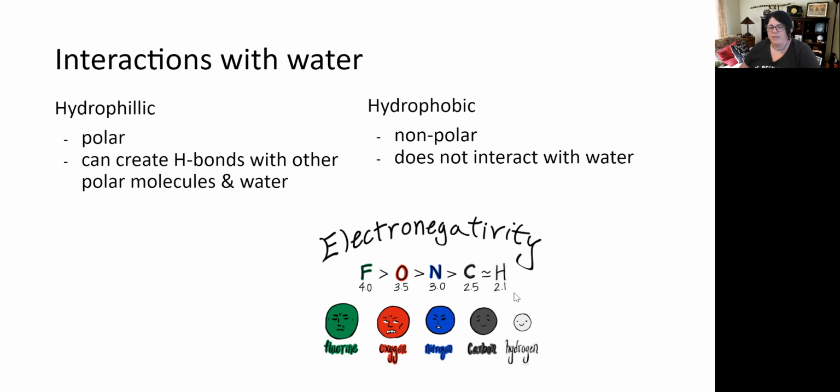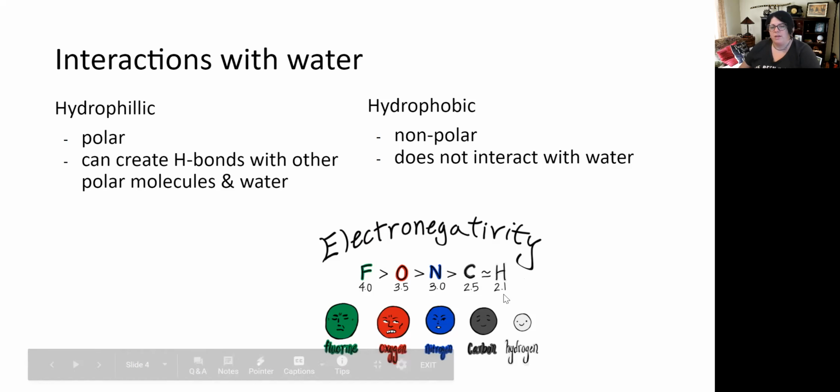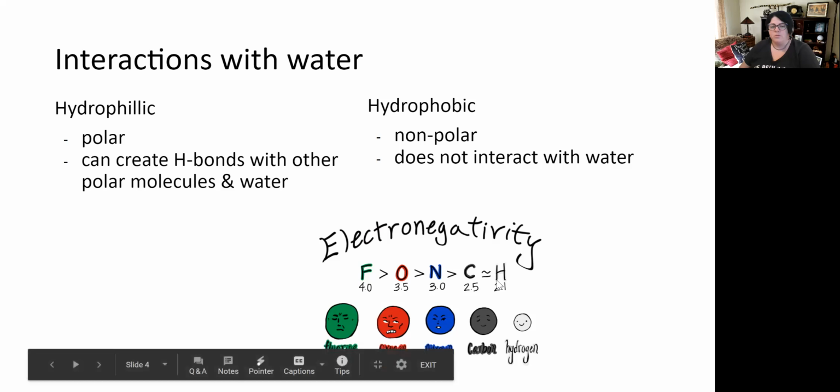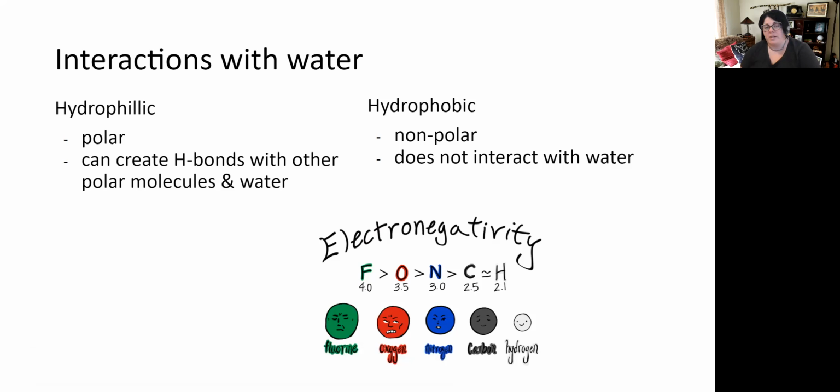Carbon and hydrogen, however, have pretty close electronegativities, and so we consider them a nonpolar bond. So that means that the electrons are shared fairly equally between them. Same thing if you see a carbon-carbon bond, obviously then their electronegativities will be exactly the same, and that would be definitely a nonpolar bond.